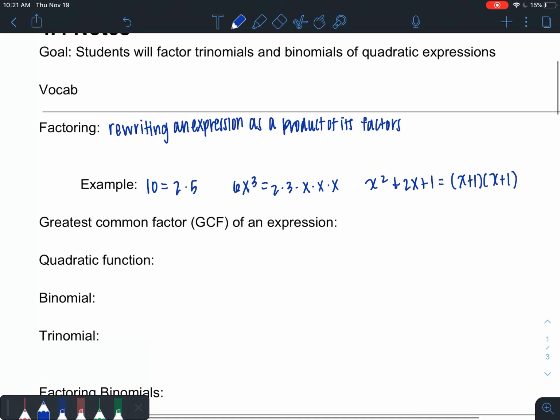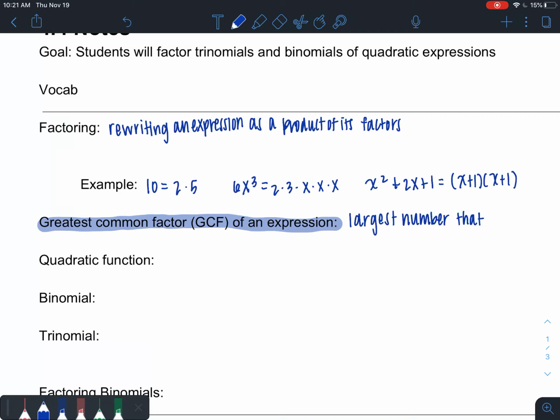All right, the greatest common factor of an expression. This is going to be something that's really important, but a lot of people forget about. So, greatest common factor is the largest number that divides every term in the expression.